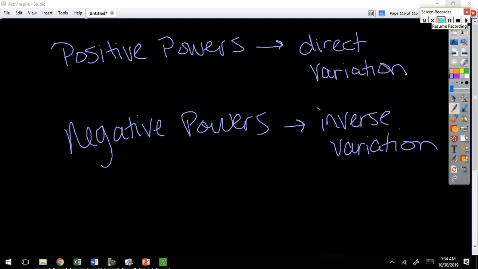All right, let's look at a power function. We're going to graph it, and we're going to talk about some things with it.